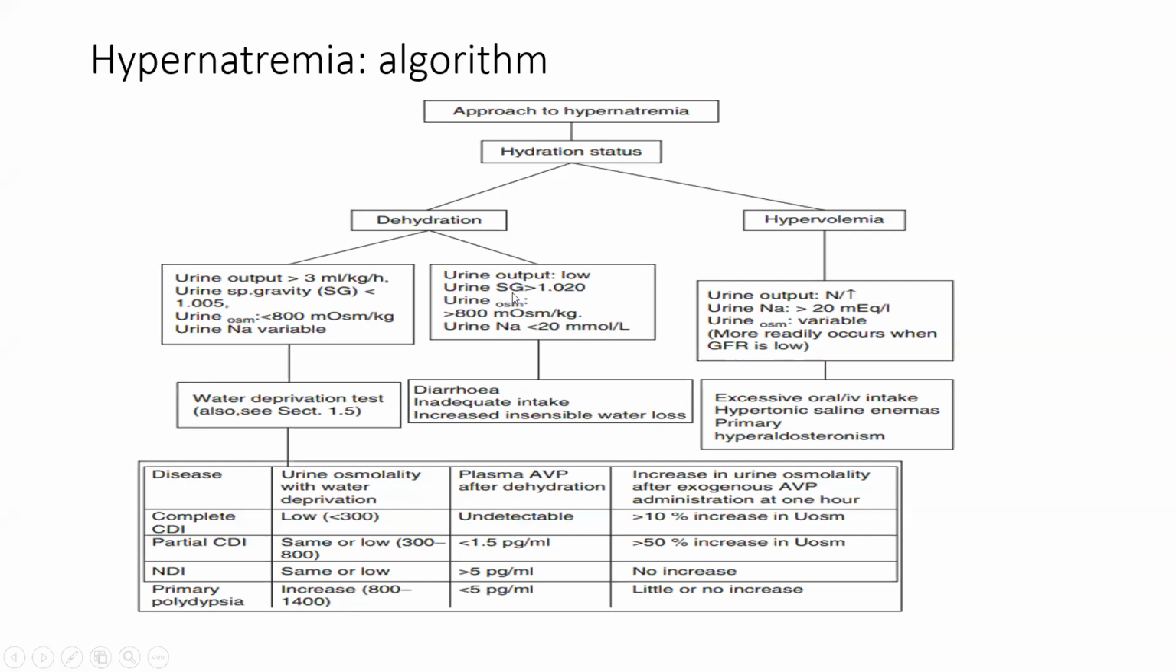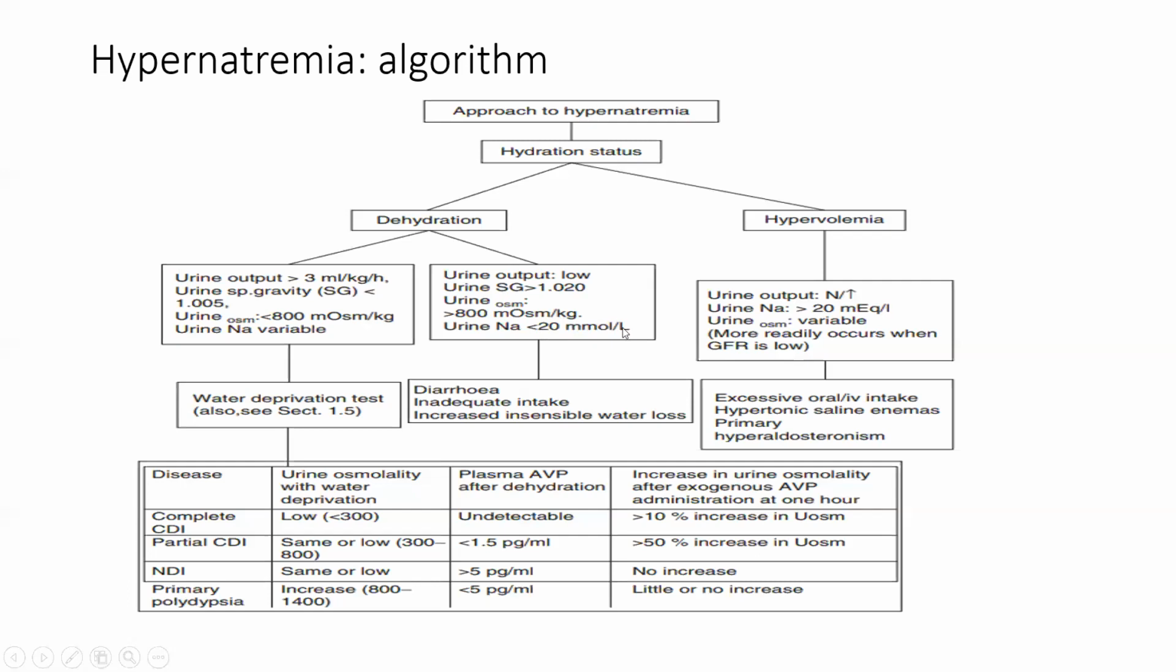So at that time, because the kidney is intact, the kidney has concentrating ability, so the urine-to-serum gradient will be above 1.02. Then urine osmolarity will be above 800 millimole per kilo, and the fractional excretion of sodium will now be less than 20 millimole per liter.